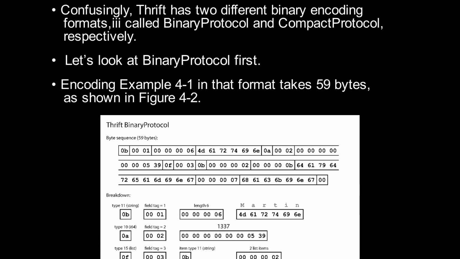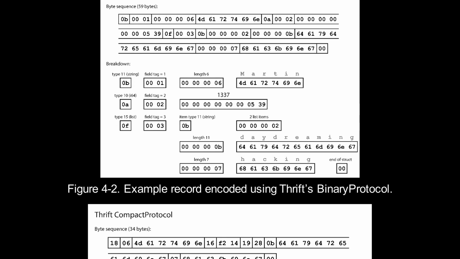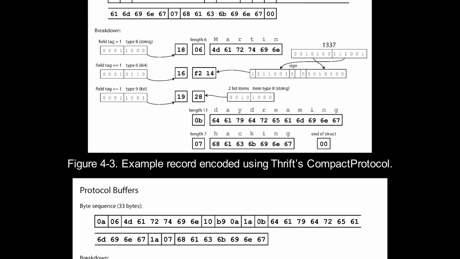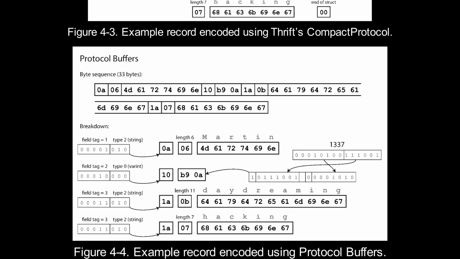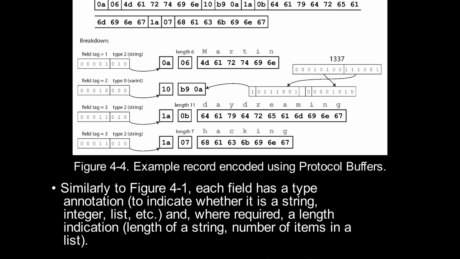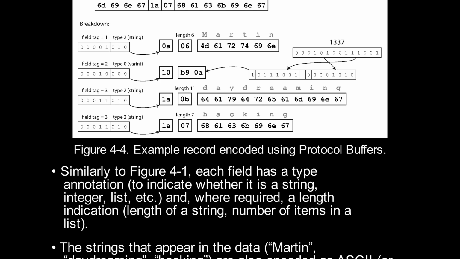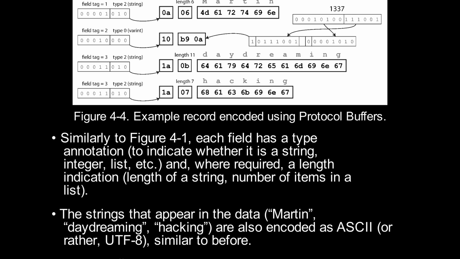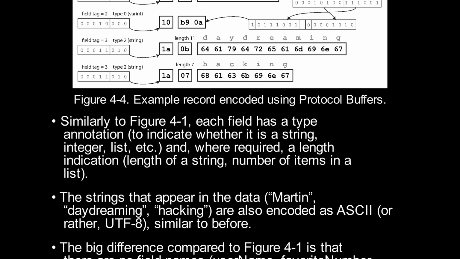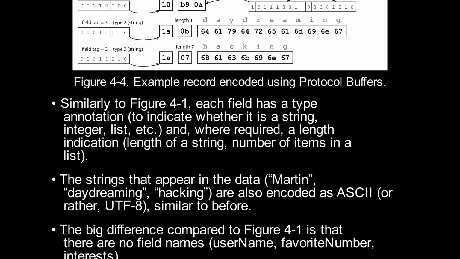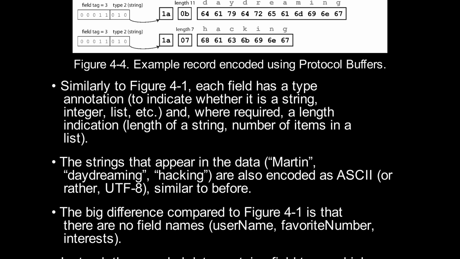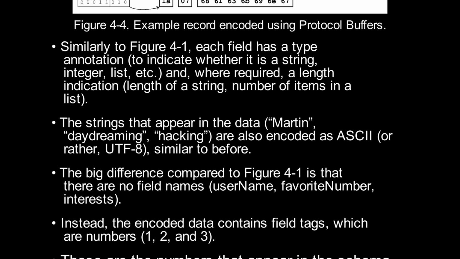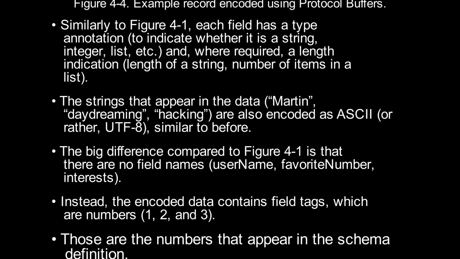Figure 4-2. Example record encoded using Thrift's BinaryProtocol. Figure 4-3. Example record encoded using Thrift's CompactProtocol. Figure 4-4. Example record encoded using Protocol Buffers. Similarly to Figure 4-1, each field has a type annotation to indicate whether it is a string, integer, list, etc. and, where required, a length indication (length of a string, number of items in a list). The strings that appear in the data (Martin, daydreaming, hacking) are also encoded as ASCII (or rather, UTF-8), similar to before. The big difference compared to Figure 4-1 is that there are no field names (userName, favoriteNumber, interests).